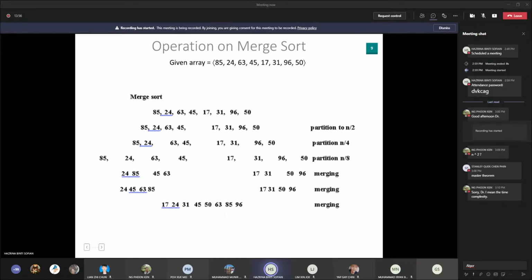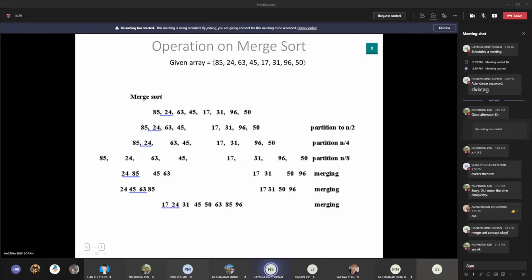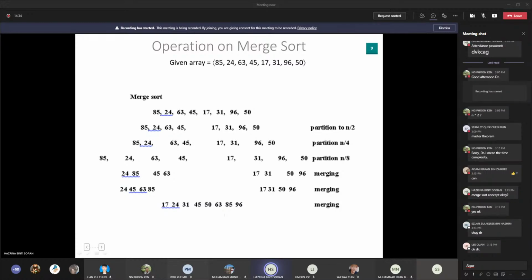Can we proceed to quick sort? Because I feel that I need a lot of time to explain about quick sort. Merge sort concept okay for you? Okay, Adam says okay. How about the rest? Okay. Thank you.